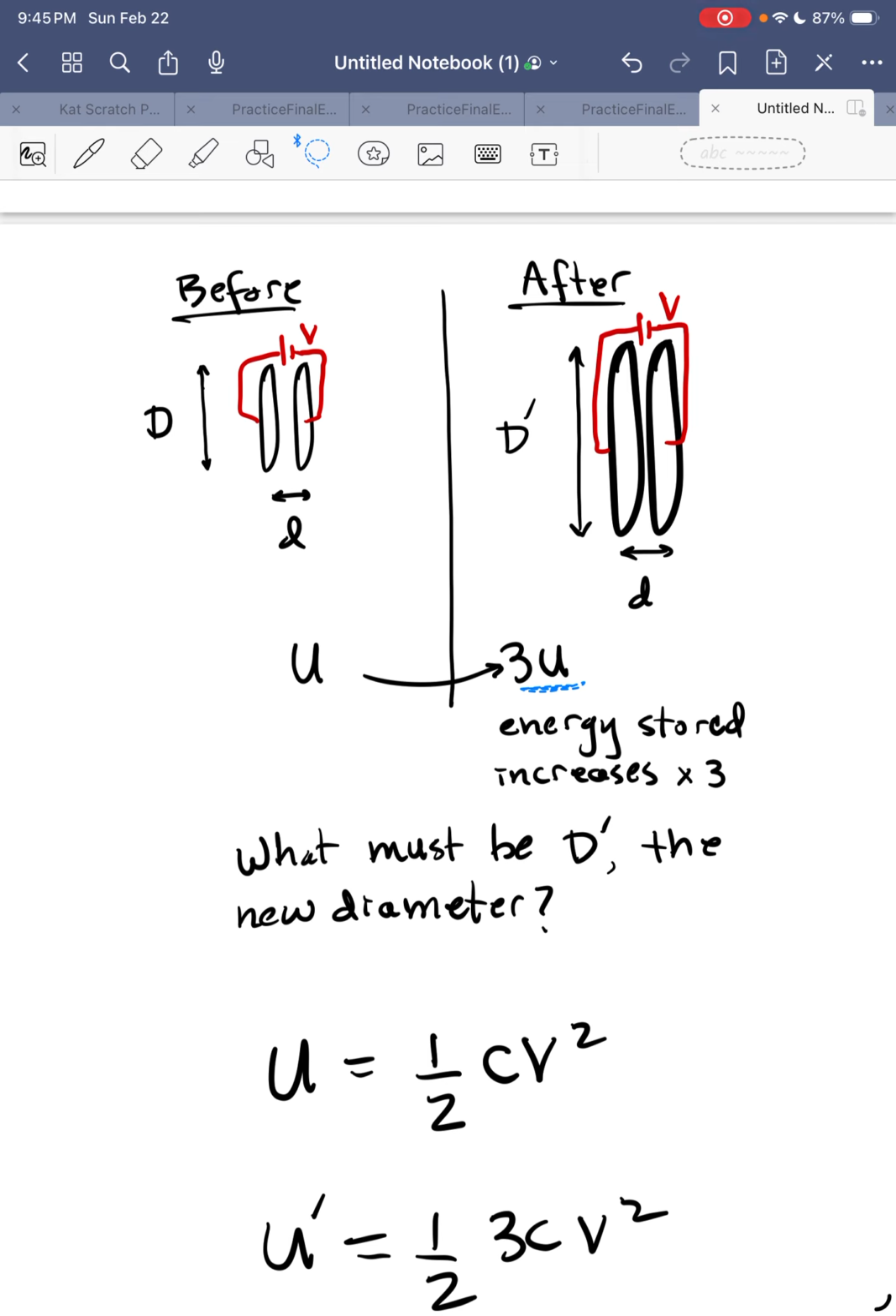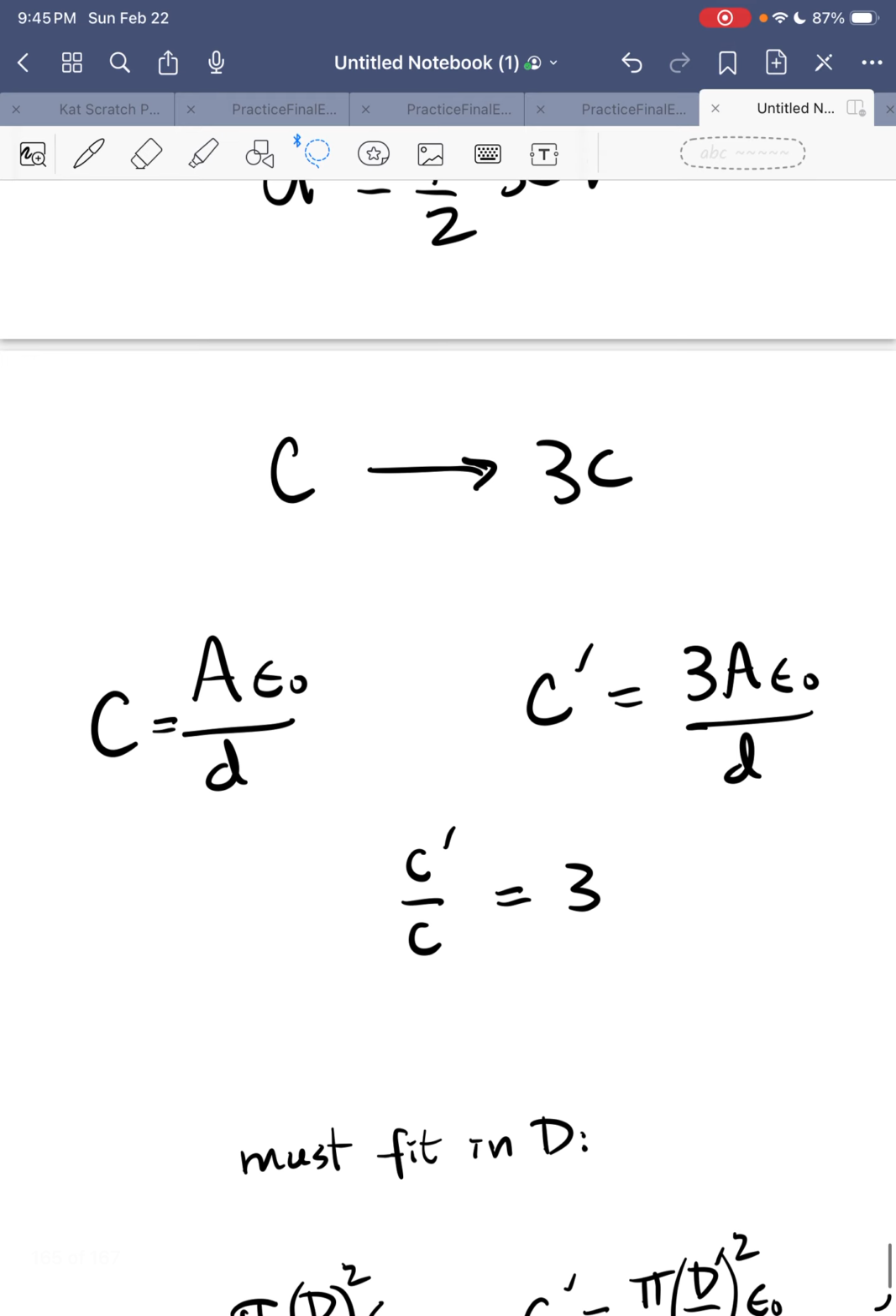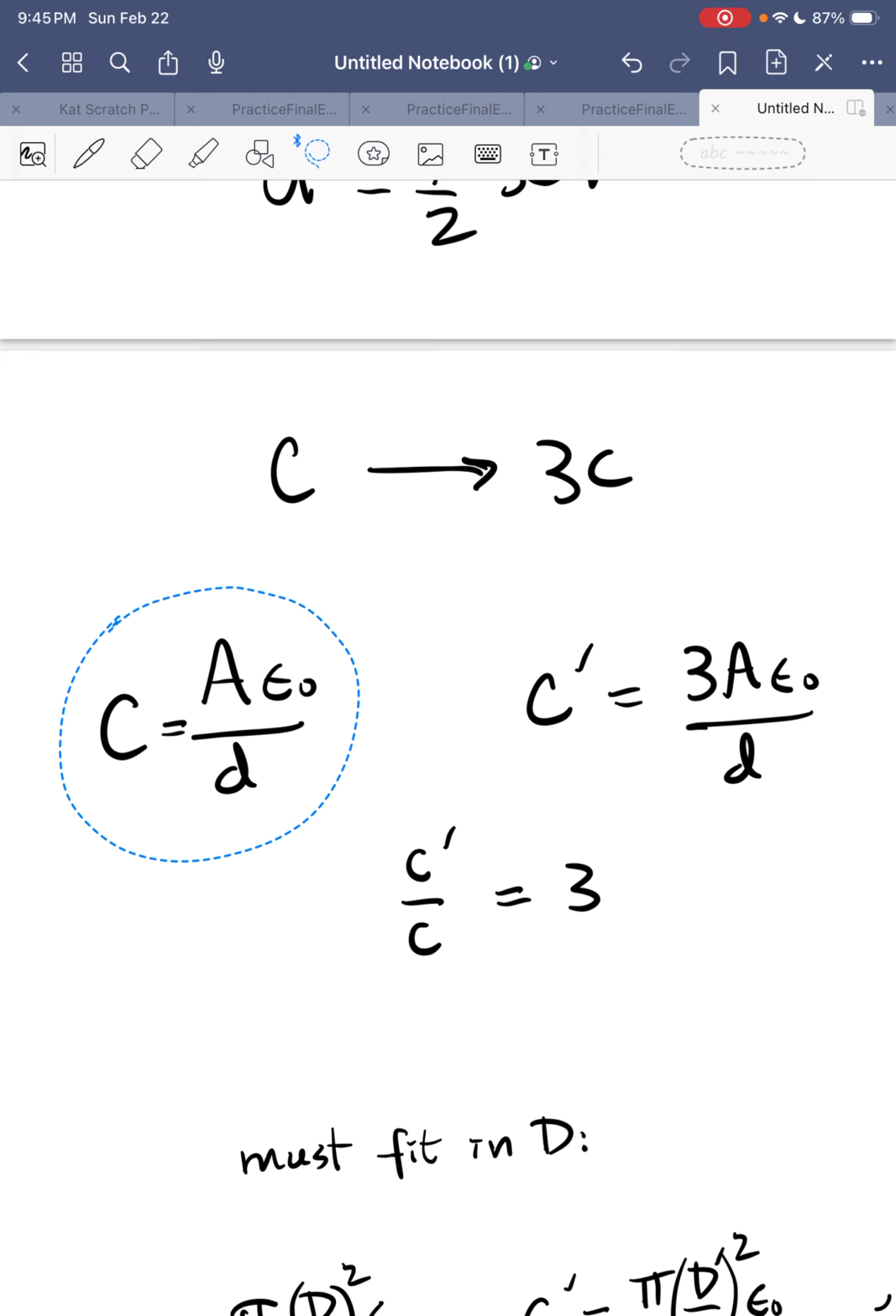So just to summarize, what I would say is represent the before and the after, find the variable that you're interested in, and that's the prime, and then look for equations that can somehow constrain how that variable is going to be different. If you know that the potential energy is going to triple, then you can get a handle on the diameter if you know something about how the capacitance is going to be related to the diameter. It's going to be related to the diameter through the area here.